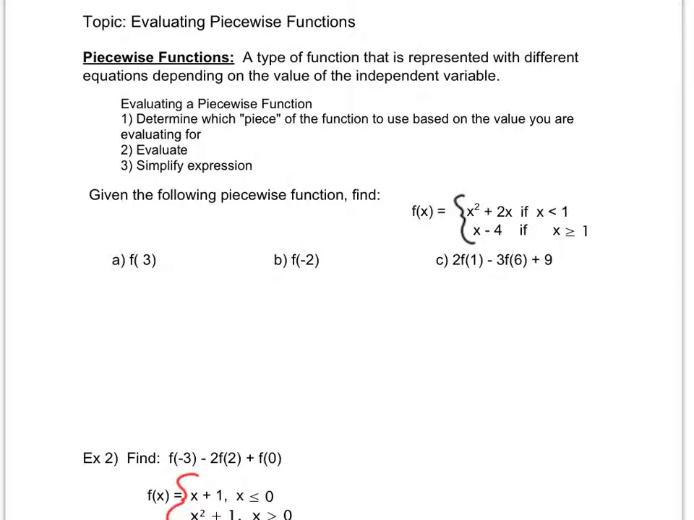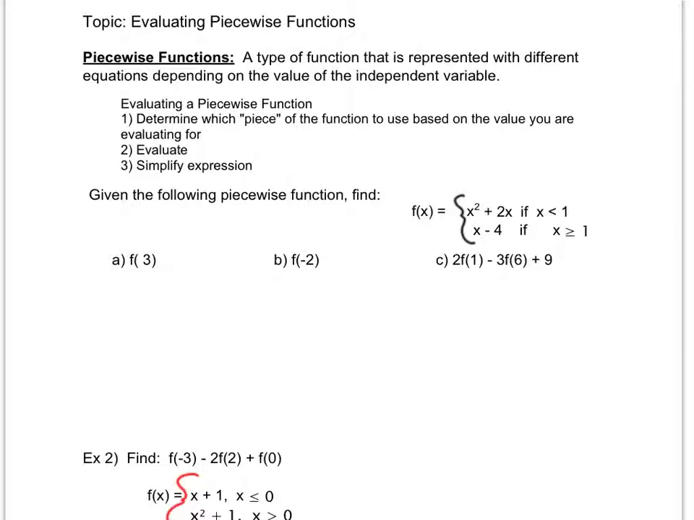When we evaluate a piecewise function, the first thing we have to do is determine which piece of the function to use. We will determine that based on what value we are evaluating for. Once we choose our piece, we'll plug in and evaluate. If we are given an expression as opposed to one single value to evaluate, we'll then simplify our expression. So let's look at some examples of our piecewise functions.